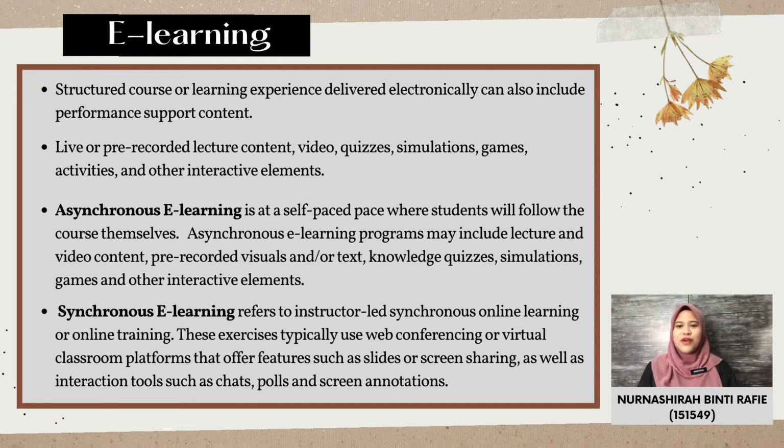E-learning has two ways to convey a teaching and learning objective. First, asynchronous learning is at a set pace where students will follow the course themselves. An asynchronous learning program may include lecture and video content, pre-recorded video, visual and text knowledge, quizzes, simulation, games, and other interactive elements.